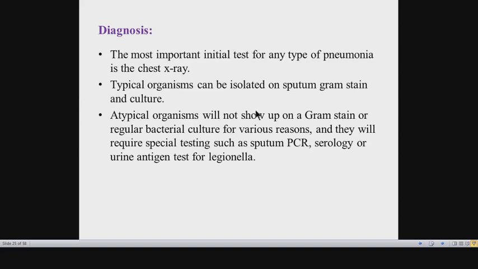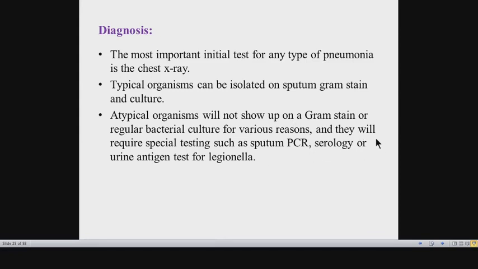So atypical organisms will not show up on gram stain or regular bacterial culture for different reasons, and they will require special testing, such as sputum PCR. And in order to isolate or to demonstrate typical organisms, you need to do sputum for gram stain and culture. These organisms will be demonstrated on gram stain and culture. But atypical organisms will require special investigation. They will not show up on gram stain and culture. It will require either sputum PCR, looking for the bacterial nucleic acids, the bacterial genome, or it might require special serological tests, looking for the antibodies formed against the bacteria.